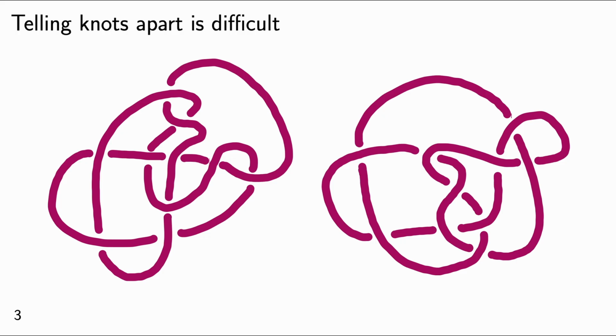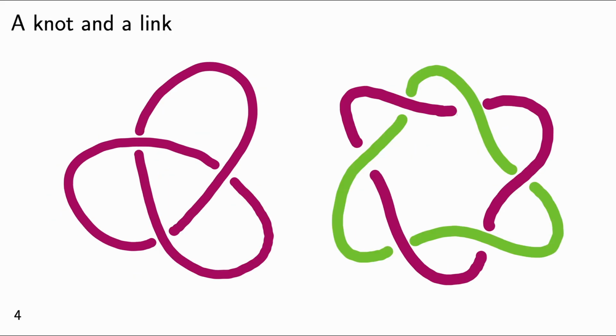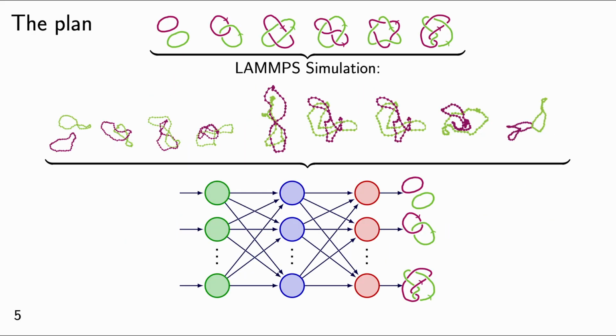In this work, we're going to extend these results to a wider class of links. A link is just like a knot, except it has multiple components. The left one here is a knot, the right one is a link. It has, in this case, two components. And so we're going to be studying links.